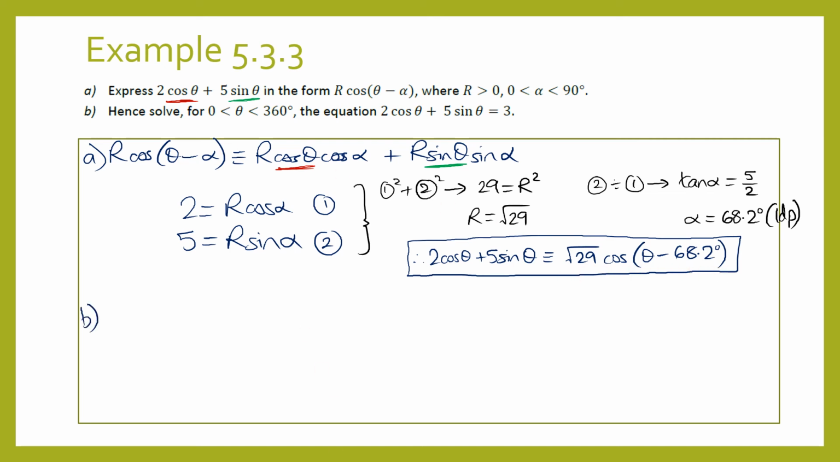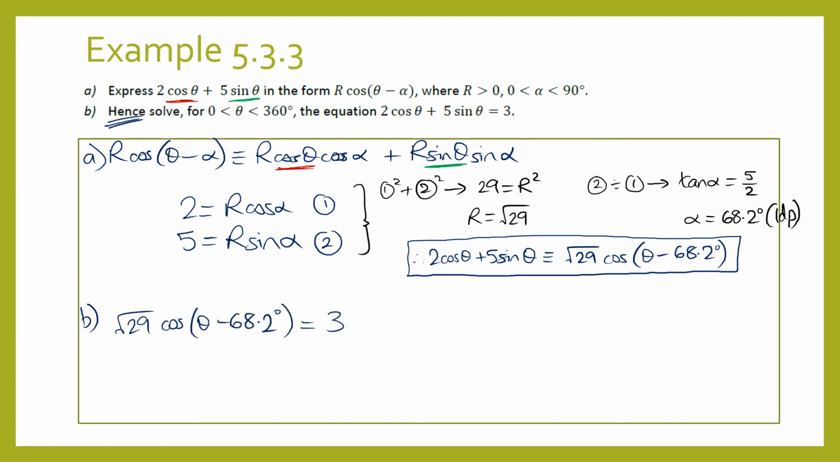B starts with the word hence, so there's a clue to use what you've just done. Solve the equation 2 cos theta plus 5 sin theta equals 3. Notice that is exactly the same expression that we've just manipulated. So if you were given this equation in part B, then you'd have to use this method, the R alpha method that we've been learning in section 5.3, to rewrite it as a single sine or single cosine function to be able to solve the equation.